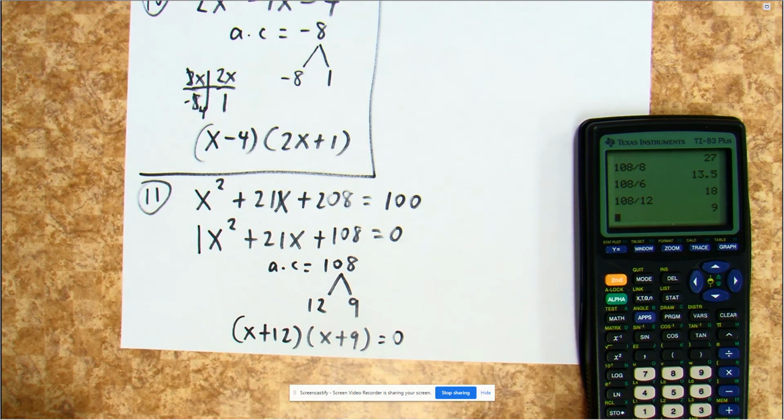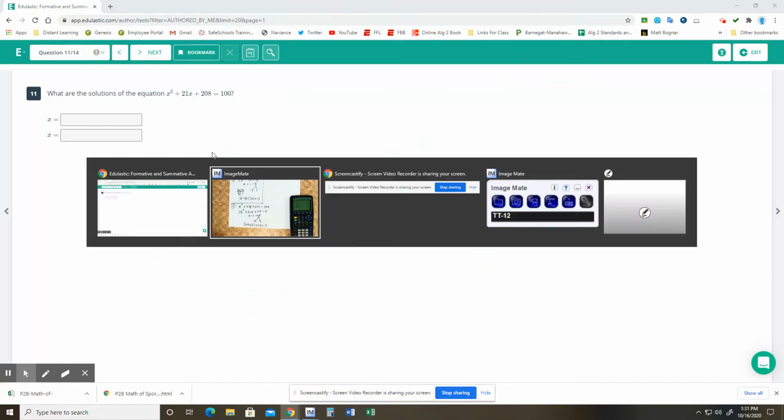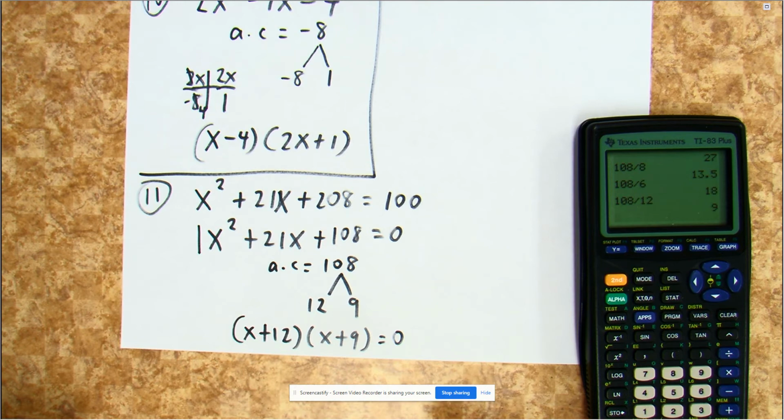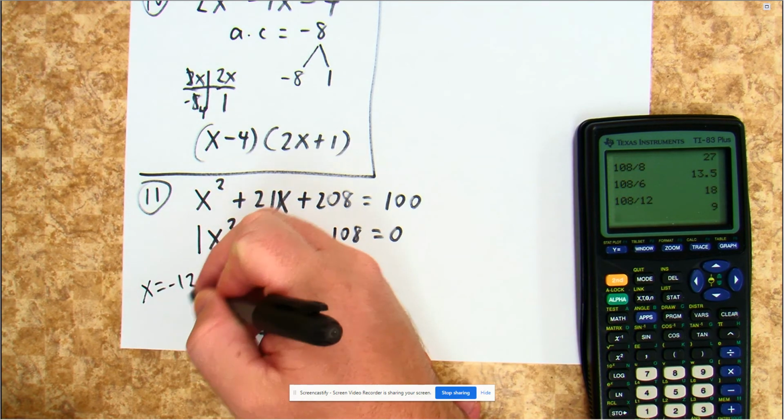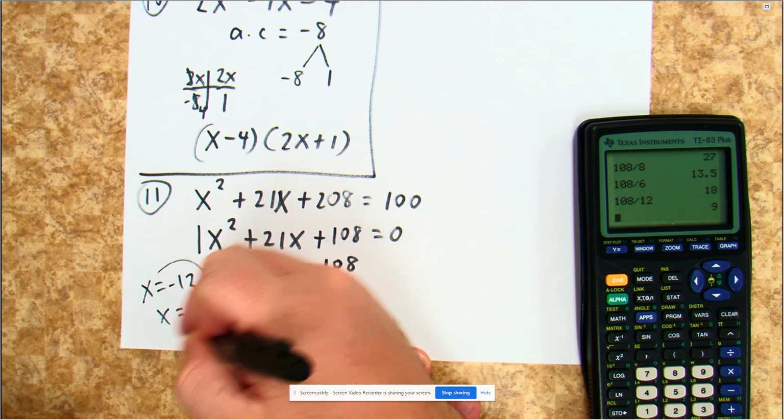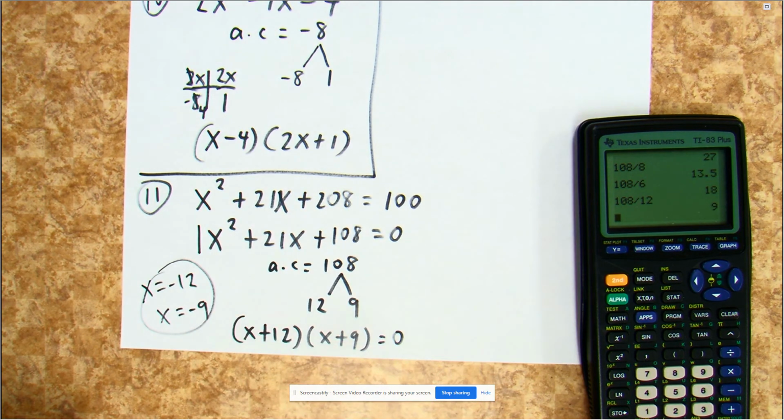Now, did the problem ask me to solve? Yes. What are the solutions? Set each equal to 0, and you would get an answer of negative 12 and negative 9. Those would be your solutions.